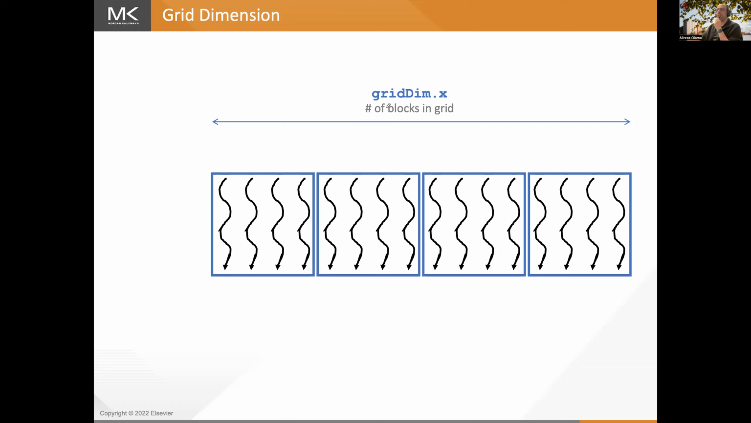So the first thing that you can get is the dimension of the grid along the axis, right? So for example, here we have a one-dimensional grid along axis X. So if you want to know how many blocks are in the grid, you can use this gridDim.x. It gives you the number of blocks in the grid along the X axis.